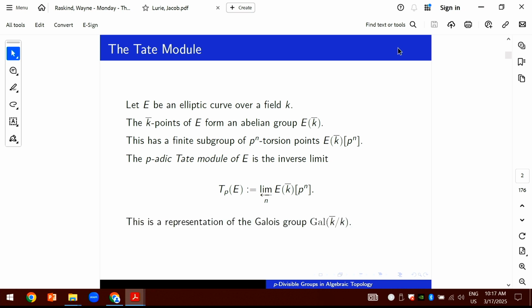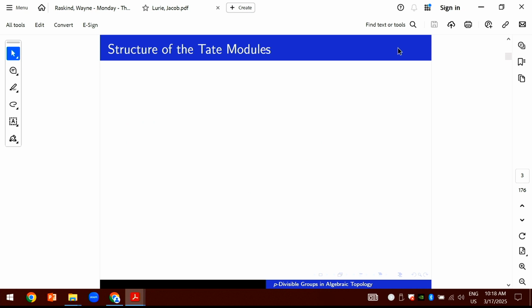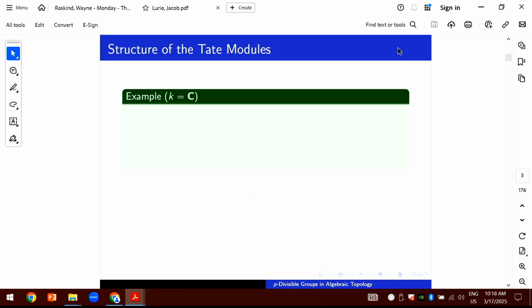And that's naturally acted on by the Galois group of your field K. You can think of it as a representation, and representations that arise this way or from variants of this construction are very important in arithmetic. So let me give a couple of examples. Let's say you're working over the complex numbers. Then an elliptic curve is a complex torus. It looks like the complex numbers mod a lattice.